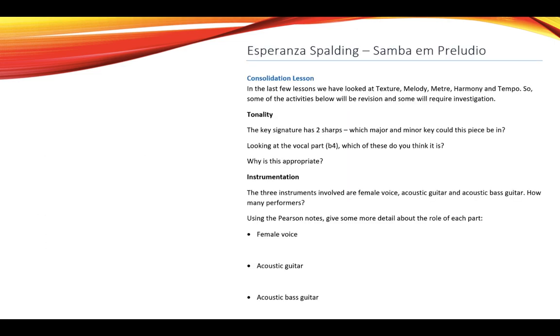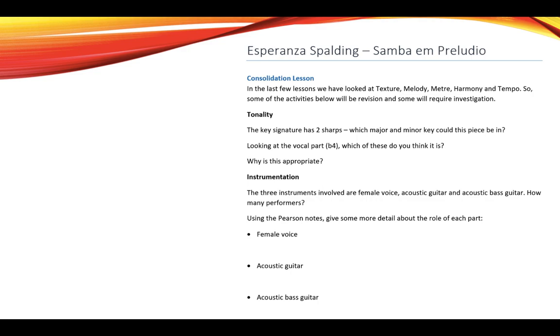Okay, so here's the top part of the sheet. If we look at tonality then, our key signature has two sharps. So if you'd used your laminated card to help you with this, two sharps, remember each key signature has a major and a minor key that could be the key that we're talking about. So those keys would be D major or B minor.